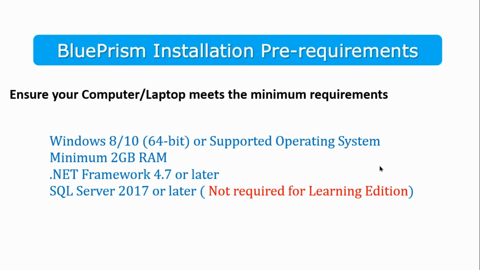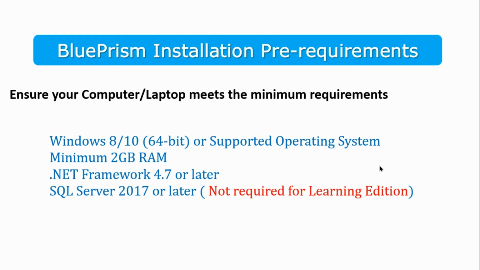Next, you should have minimum 2 GB RAM, but you know nowadays 2 GB is very less. You should have at least 4 GB RAM to use this Blue Prism software. Now the next is .NET Framework 4.7 or later version.